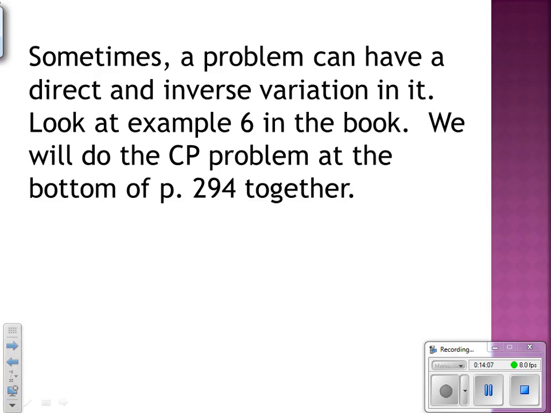Sometimes a problem can have a direct and inverse variation in it. Look at example number 6 in the book. We're going to do checkpoint problem number 6 at the bottom of page 294. So if it varies inversely and directly, you have a combination type of model. So in this particular problem, we're talking about the resistance of copper wire.